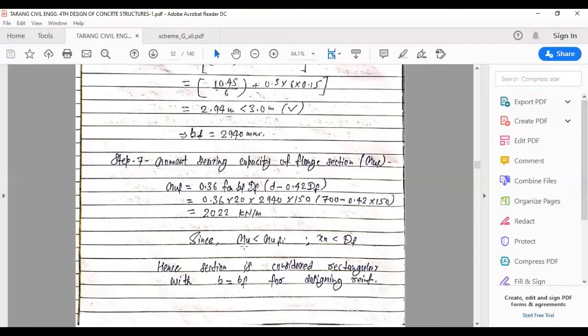So ultimate moment is less than moment capacity, that is MUF, and the value of neutral axis would be less than depth of flange. Therefore, the section is considered rectangular with B equal to BF for designing reinforcement. So we'll consider a rectangular type of section for the value of B as BF, and we'll design reinforcement accordingly.